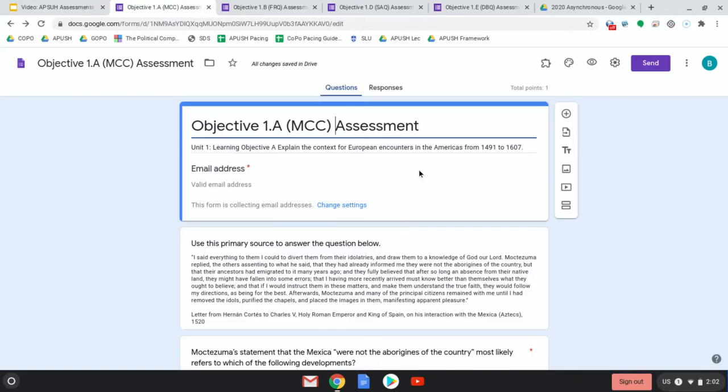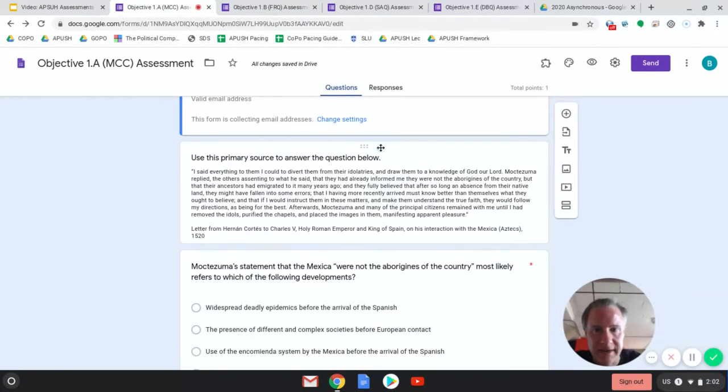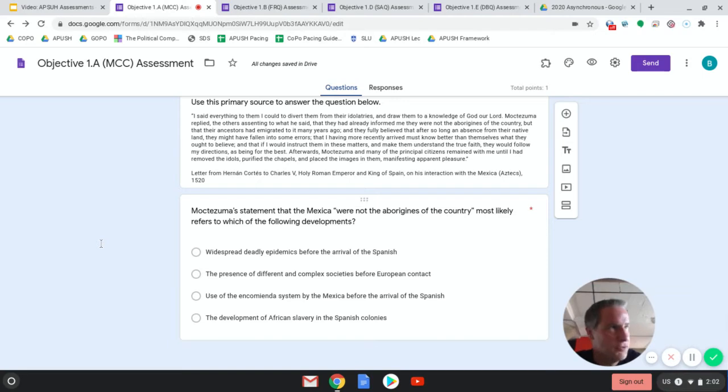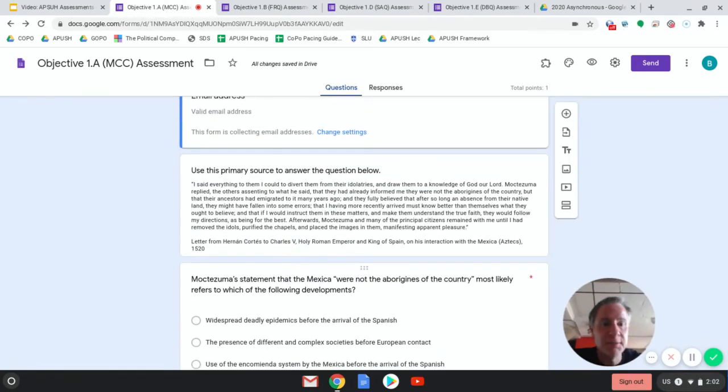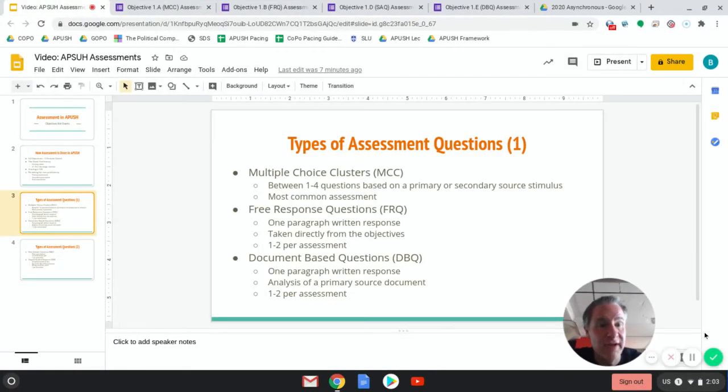Let me show you one here. Here is a primary source document that we're giving you that has a multiple choice question attached to it. So this particular multiple choice cluster has one question. That question is worth 10 points. Some of them may have 2, some may have 3, some may have 4. It depends on the complexity of the topic. They're all worth 10 points. So if it's a 4-point question, each part of it is 2.5 points. So that's how we're going to assess you. The number of questions in the cluster varies from assessment to assessment.